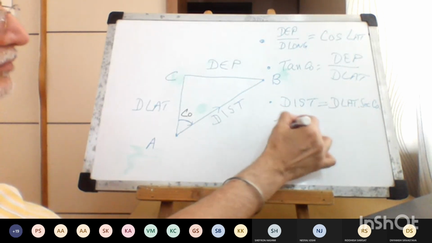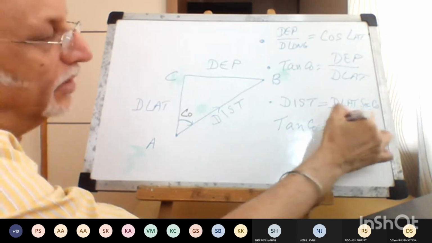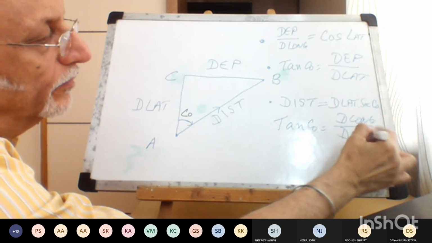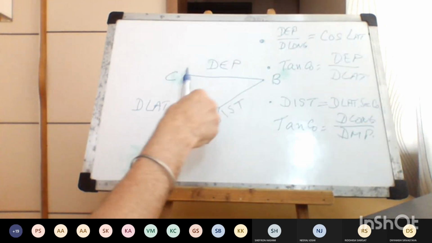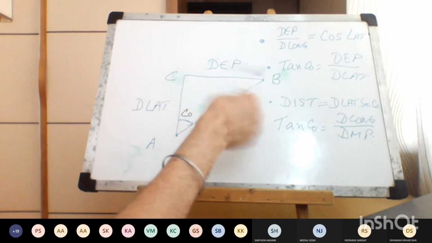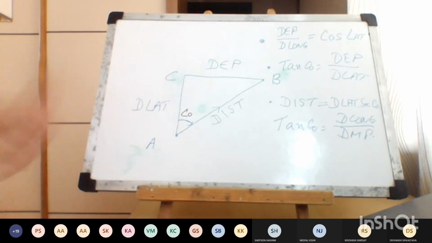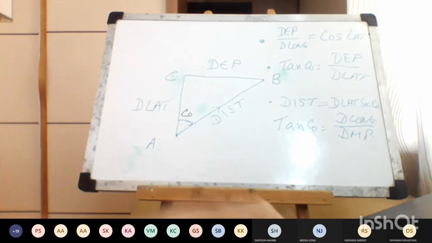Tan course is equal to D long upon DMP. There we have another triangle where we call this D long, but then the D lat is also extended because that is DMP. What is that? I will just tell you in a moment. In any chart you must have seen.